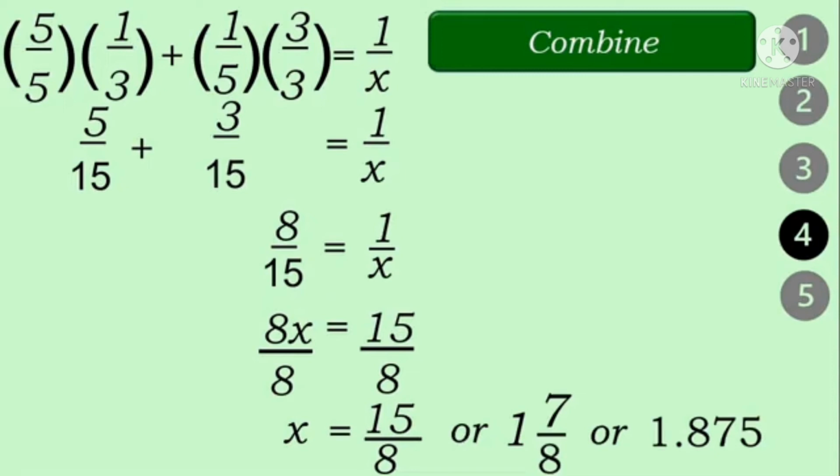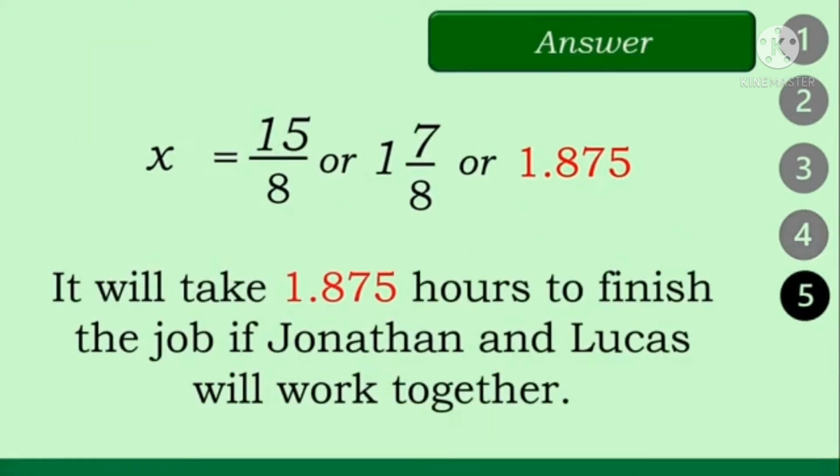Let's proceed to step number 5. You are going to express your answer in sentence form to answer the question earlier. So here, the value of 1.875 is the number of hours. So the final answer is, it will take 1.875 hours to finish the job if Jonathan and Lucas will work together. So that's the meaning of that number. It's the working rate for both Jonathan and Lucas. That's 1.875 hours. Are we good?